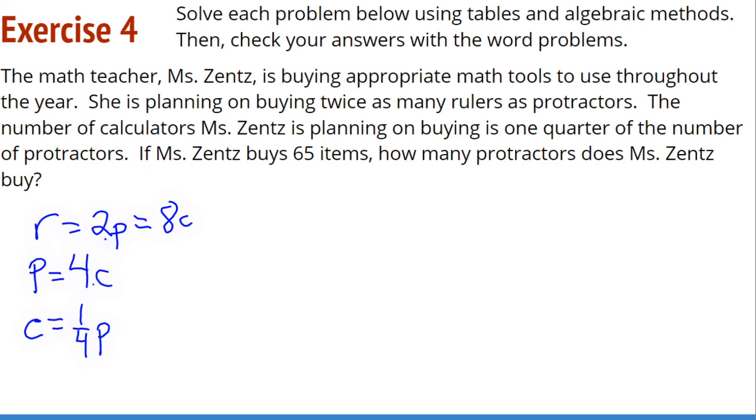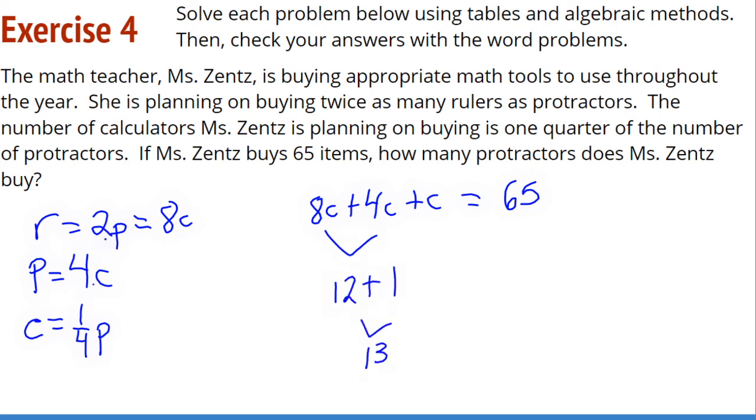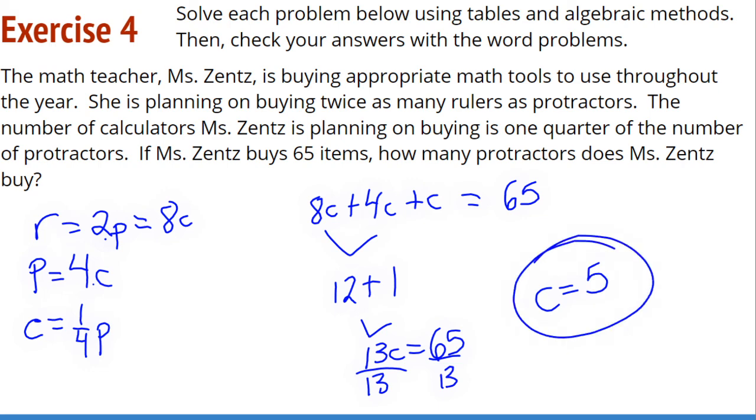If Ms. Zentz buys 65 items, how many protractors does Ms. Zentz buy? Well, I've got 8 calculators, which is the rulers, plus 4 calculators, which is the protractors, plus the calculators, and altogether this is going to total 65 items. 8 and 4 is 12, plus 1 more, which will give me 13 of the calculators are equal to 65. So if I scale this down to 1 calculator by dividing by 13, I'll find that the calculators are equal to 5. I've got 5 calculators, and if I multiply that times 4, I have 20 protractors. If I multiply that times 8, I have 40 of the rulers.